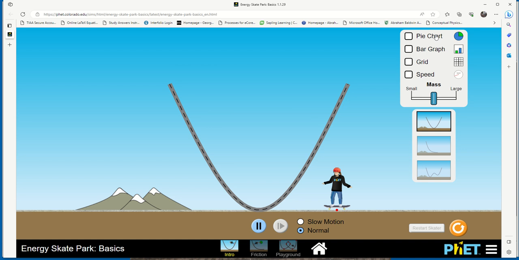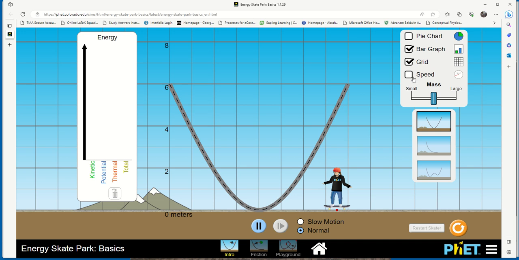And notice in this box to the right you have pie chart. Well, I want to select bar graph, grid, and speed. And the speed is given by this speedometer here. It's in units of meters per second, but notice it's incremented. All the minor tick marks are 1 and the major tick marks are 2. So right now the reading is 0. And again, in meters per second, it's 0, 1, 2, 3, 4, 5, 6, 7, 8, 9, 10, 11, 12, 13, 14. You get it. Not very trivial. All right.